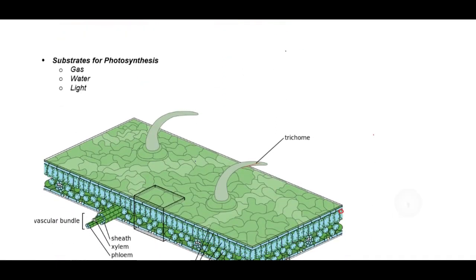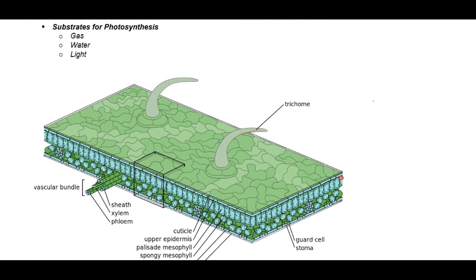Now, let's relate that to the plant's structure. It needs gas for photosynthesis, CO2, it needs water, and it needs light. Okay? They're the three things that it needs to have photosynthesis happen.